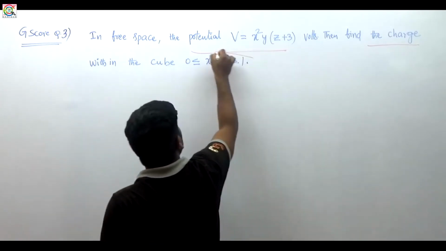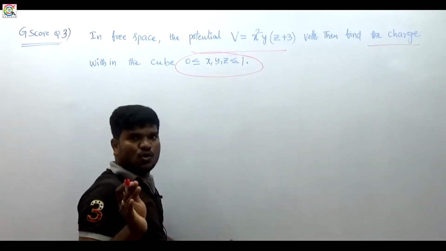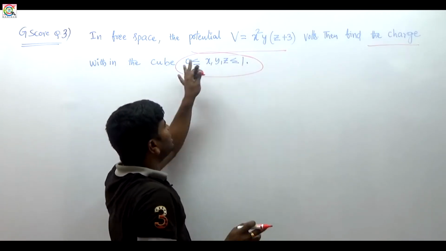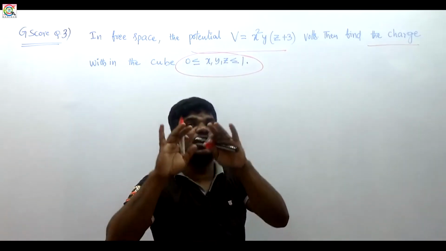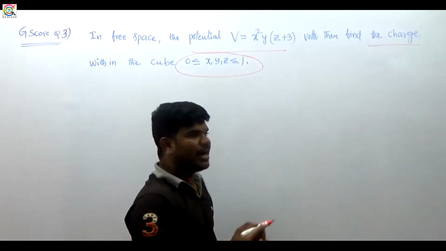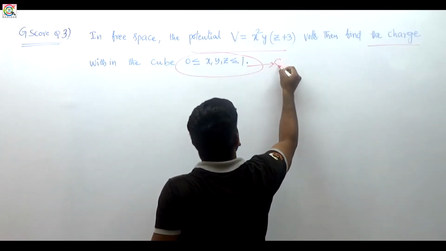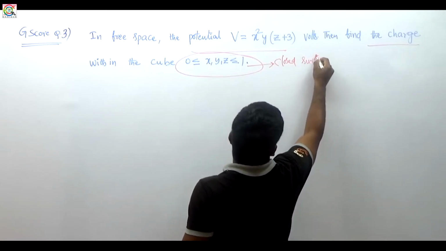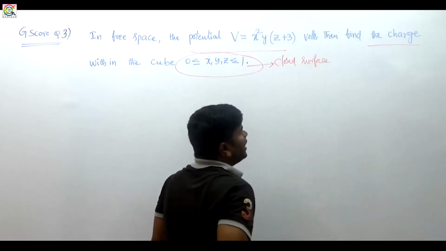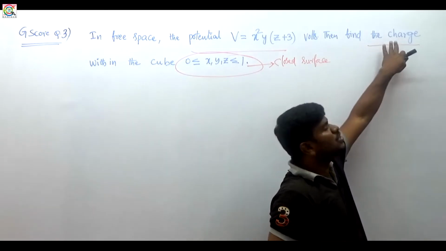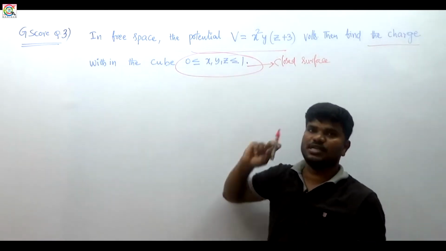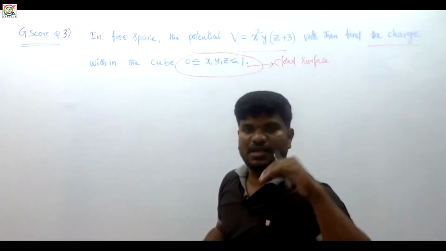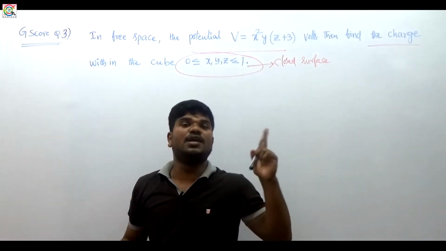Which kind of cube is it? Cube means x is in between 0 and 1, y is in between 0 and 1, z is in between 0 and 1. That means the given surface is a closed surface. So what we have to calculate is the charge within the closed surface, that means the charge enclosed in the closed surface.